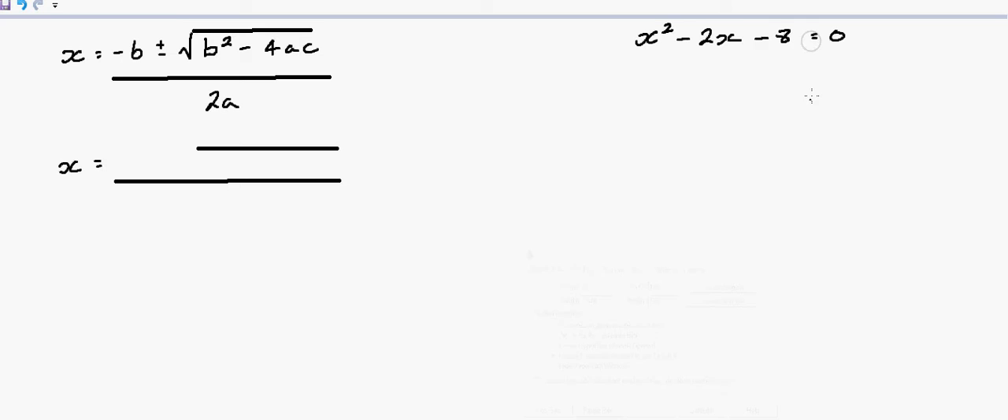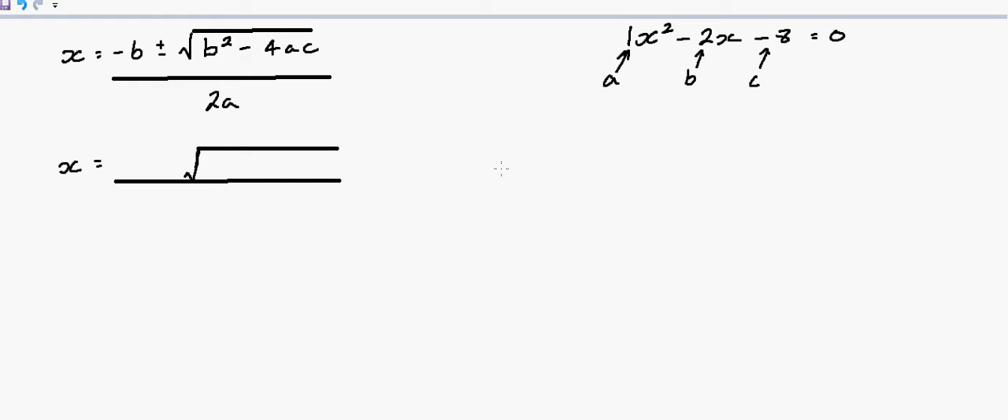So I'll put another one up, and I'll put some minuses in just to scare you. So we have 1x squared, so a is 1, b is minus 2, and c is minus 8. Don't let these signs frighten you. We take it step by step.